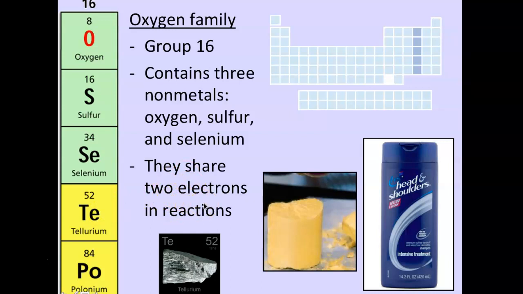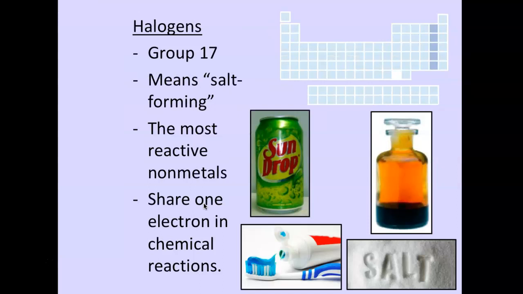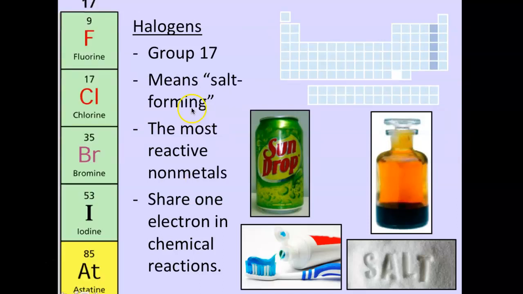The halogens are group 17. With the halogens, we do have fluorine at the top, but it's referred to as the halogens specifically, and it's given the special name because of what happens during chemical reactions.